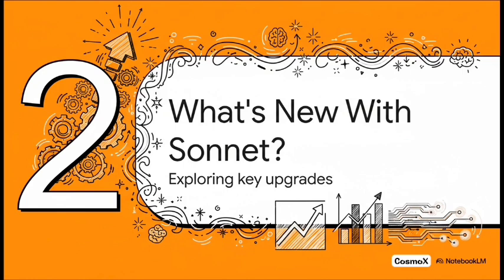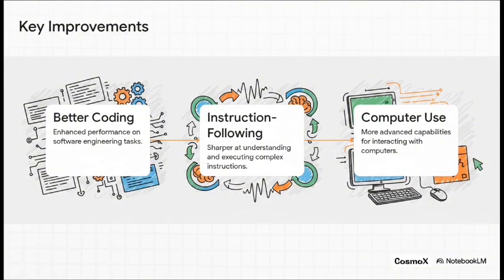Anthropic is really zeroing in on a few key areas where Sonnet 4.6 is supposed to be a major leap forward. So the company is really focusing on three main things here. First, it's supposed to be way better at writing and understanding code. Second, it's much sharper at following really complex instructions without getting confused. And third, and this is a really interesting one, it's got more advanced skills for actually using a computer, which, by the way, is a massive area of focus for the entire AI world right now.